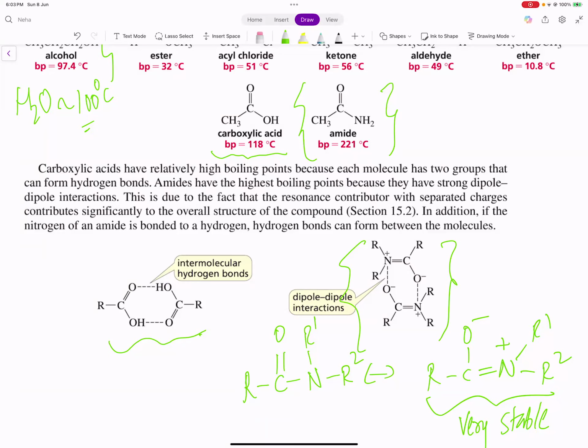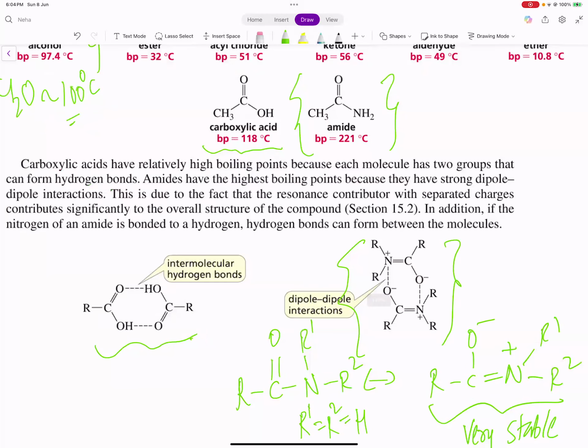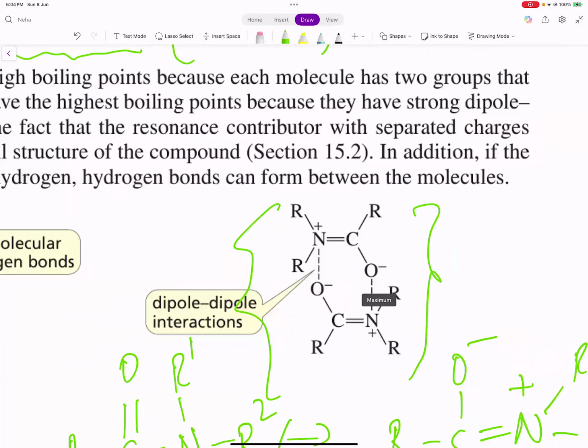See, obviously, when R1 and R2 are hydrogens, R1 equal to R2 equal to H, we are also going to get hydrogen bonding, and then those also from the dipole end are going to increase the boiling points. See, and the dipole interactions are occurring at different ends, not on the hydrogen end.